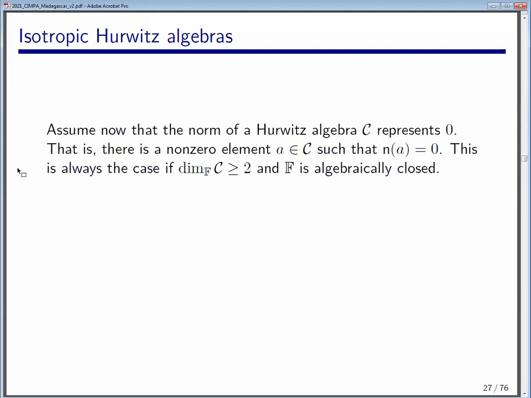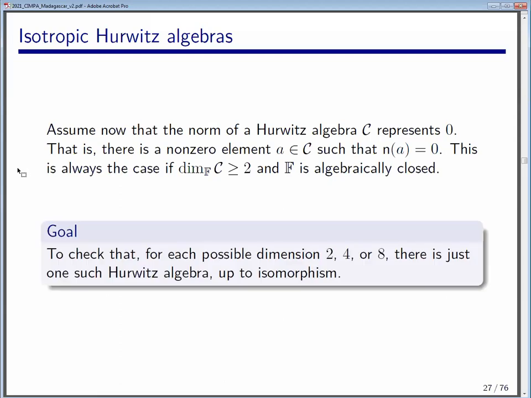And I need a specific basis of these isotropic Hurwitz algebras for next day. So this is important. And the goal is to check that if we impose that the norm of a Hurwitz algebra is isotropic, then there is only one possibility up to isomorphism in each dimension. Dimension 2, 4, or 8. In dimension 1, the norm is non-isotropic, anisotropic. But in dimension 2, 4, or 8, there is only one possibility. Now, see, this is related to a question of the first day.